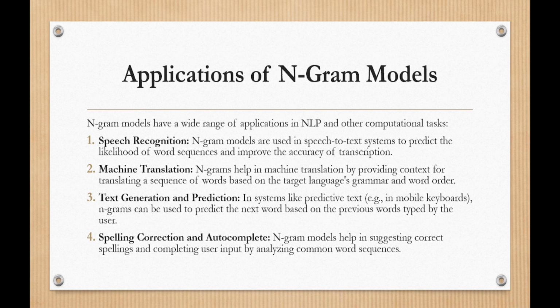Text generation and prediction. In things like predictive text, n-grams predict the word you might type next based on the words you have already typed. For example, if you type "I love", the system might guess that you will type "pizza" because "I love pizza" is a common phrase.